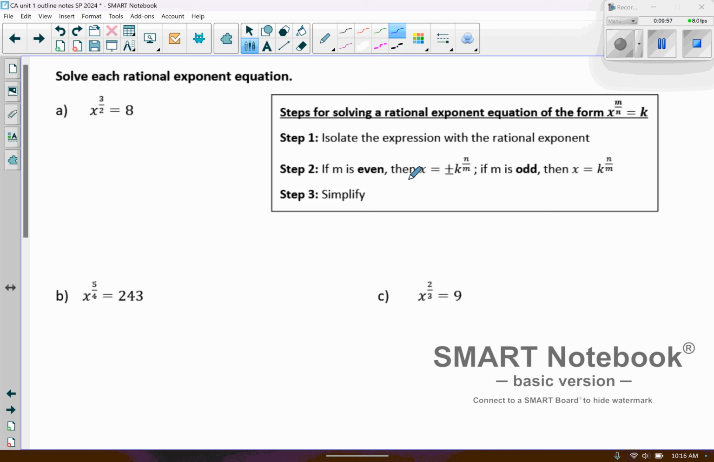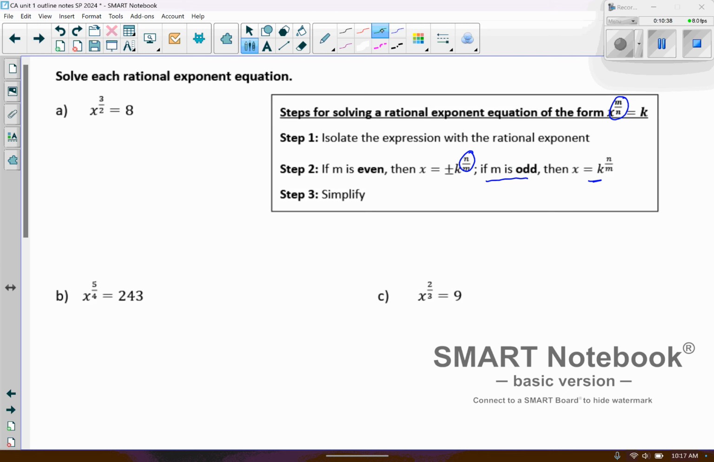If m is even, okay, so if m, the numerator, if the numerator is even, then x is equal to plus or minus k, the value on the other side of the equal sign, raised to the reciprocal of what we originally had right there. So we had m over n, but now it's n over m. And I'll show you why that is in just a second. If m is odd, then we do not include the plus or minus. So once again, once we do a couple of examples here, you'll see why on one of them you have to put the plus or minus, and one of them you don't.